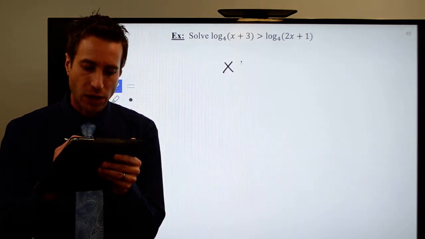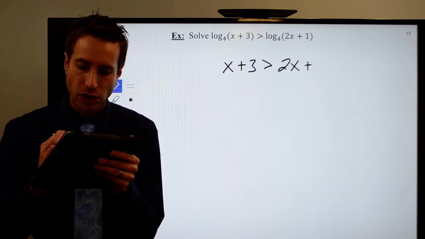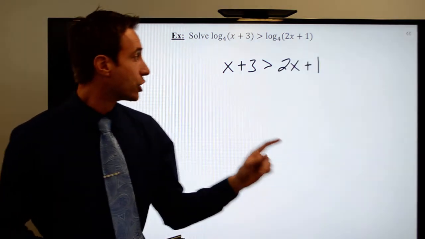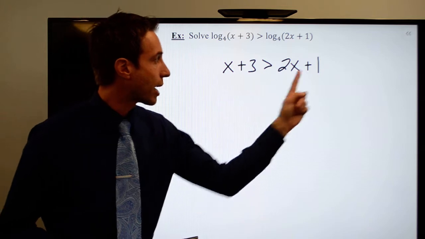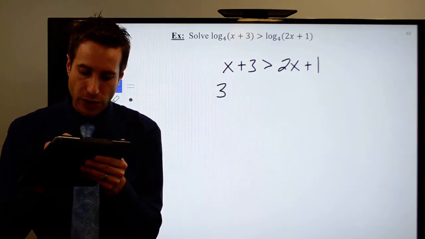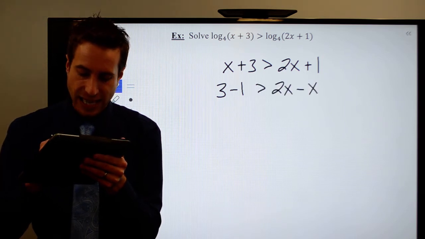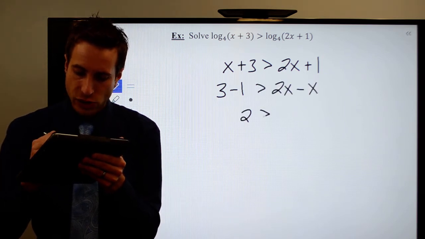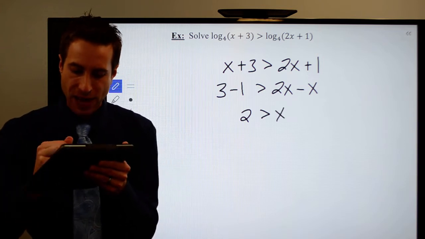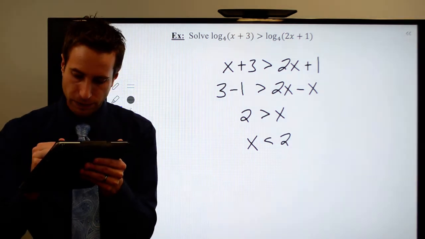So here's what I've got. I've got x plus 3 is greater than 2x plus 1, right? Okay, so I'm going to solve for x. I'll subtract x to this side, subtract 1 to this side. I'll have 3 minus 1 is greater than 2x minus x, which means 2 is greater than x. Let me flip that around. We have x is less than 2.